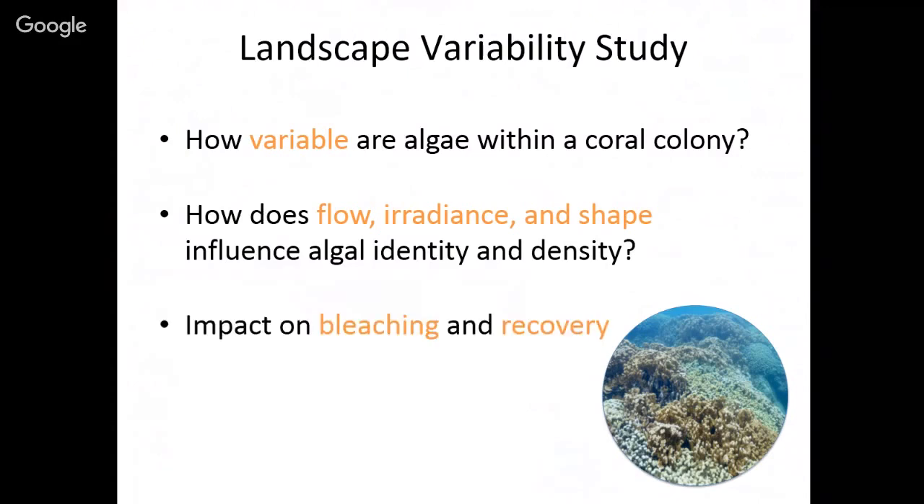And then finally, what would this impact be on the corals bleaching themselves or not, and then also on the recovery? When they do get those symbionts back, are they the same types? Do more opportunistic symbionts move in? What does that tell us about those types of things?